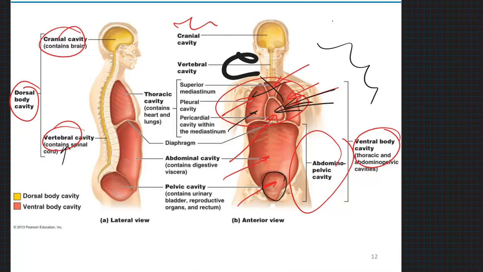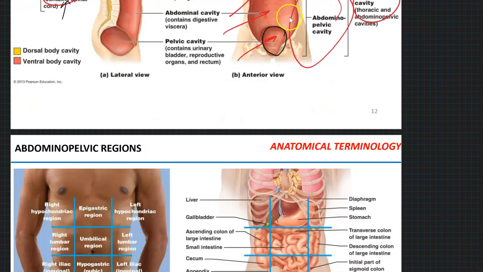Now, hear me out. Pelvic cavity: urinary bladder, the very last portion of the intestines, and reproductive organs. Now, anything that is not a brain, not a spinal cord, not heart, not pleura, not urinary bladder, and a bit of intestine, everything else is in the abdominal cavity. So by exclusion, it's much easier to memorize. Am I making sense? Okay, so know that.